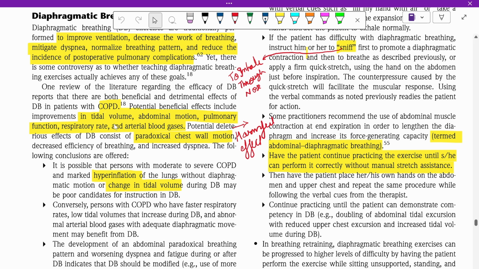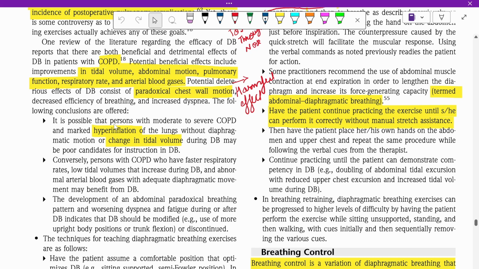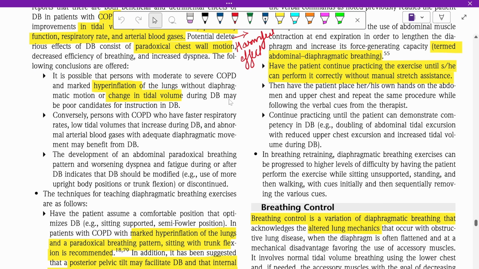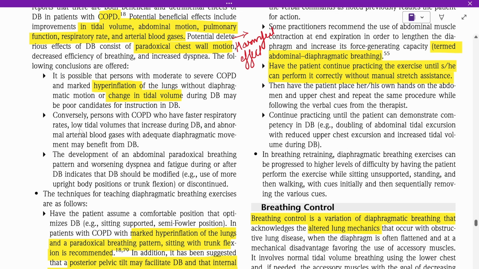inside, not outside. It is possible that persons with moderate to severe COPD or marked hyperinflation of the lungs without diaphragmatic motion or change in tidal volume during diaphragmatic breathing may be poor candidates for instructions in diaphragmatic breathing. Conversely, a person with COPD who has faster respiratory rates, low tidal volumes that increase during diaphragmatic breathing, and abnormal arterial blood gases with adequate diaphragmatic movement may benefit from diaphragmatic breathing.